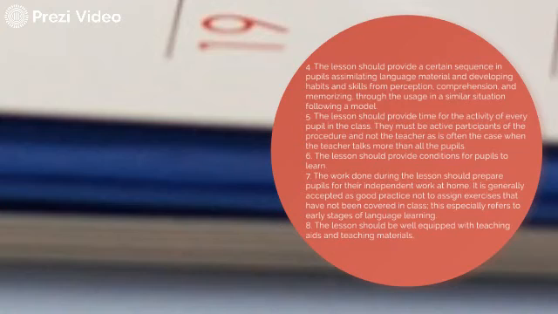The fifth, the lesson should provide time for the activity of every pupil in the class. They must be active participants of the procedure and not the teacher, as it's often the case when the teacher talks more than all the pupils. The sixth, the lesson should provide conditions for pupils to learn. The seventh, the work done during the lesson should prepare pupils for their independent work at home.